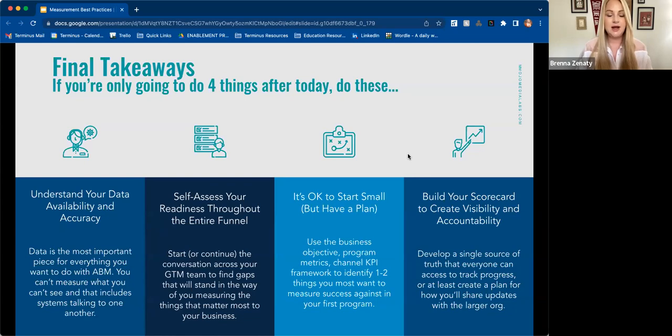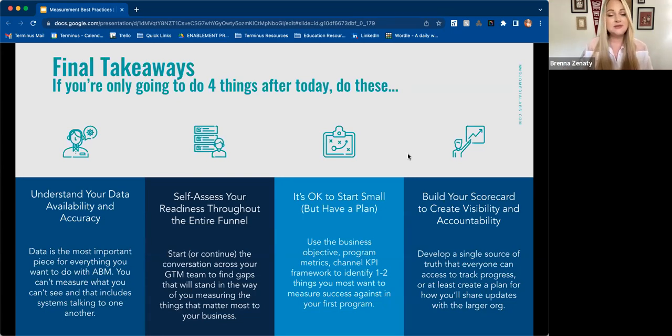your business. The third thing is that it's okay to start small with programs like these. You don't have to boil the ocean out of the gate. Ultimately, you have to anchor around business objectives, program metrics, channel KPIs that really matter most to you and to your business. So starting small is okay, but remember that you have to focus on those 3 things.